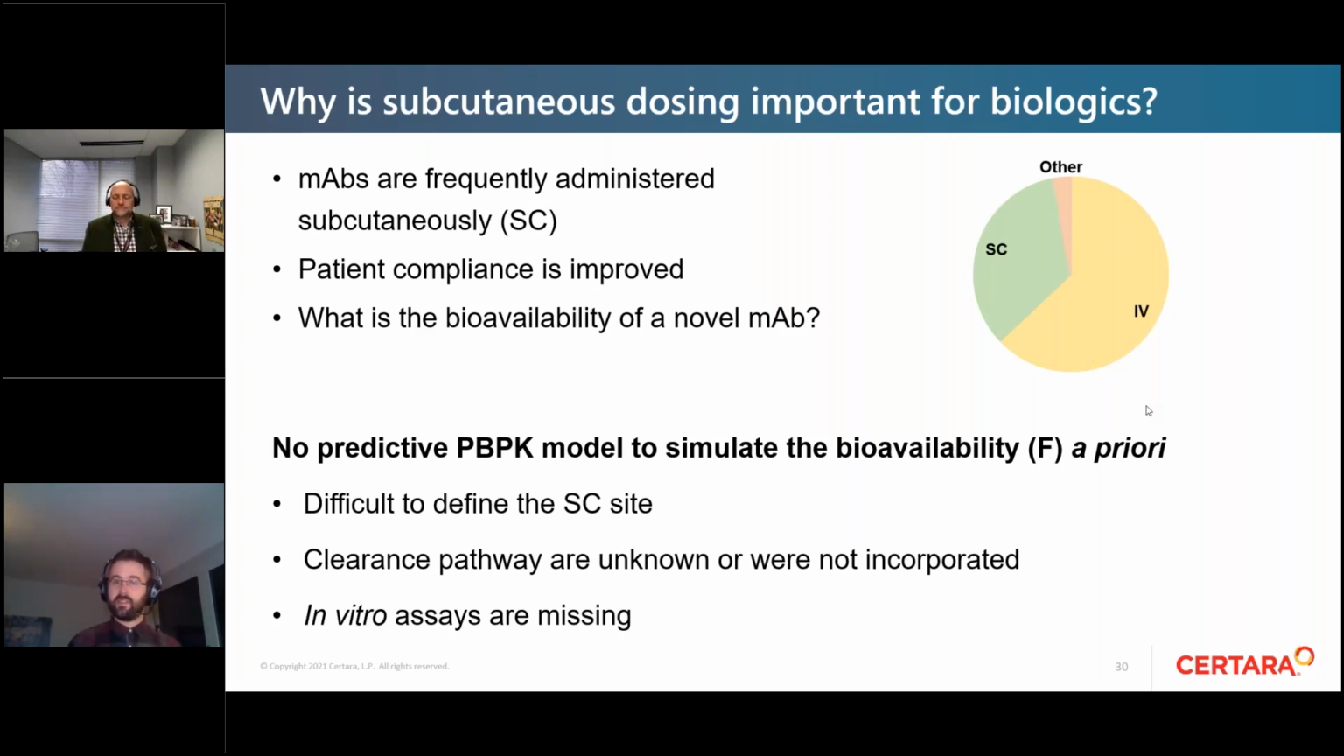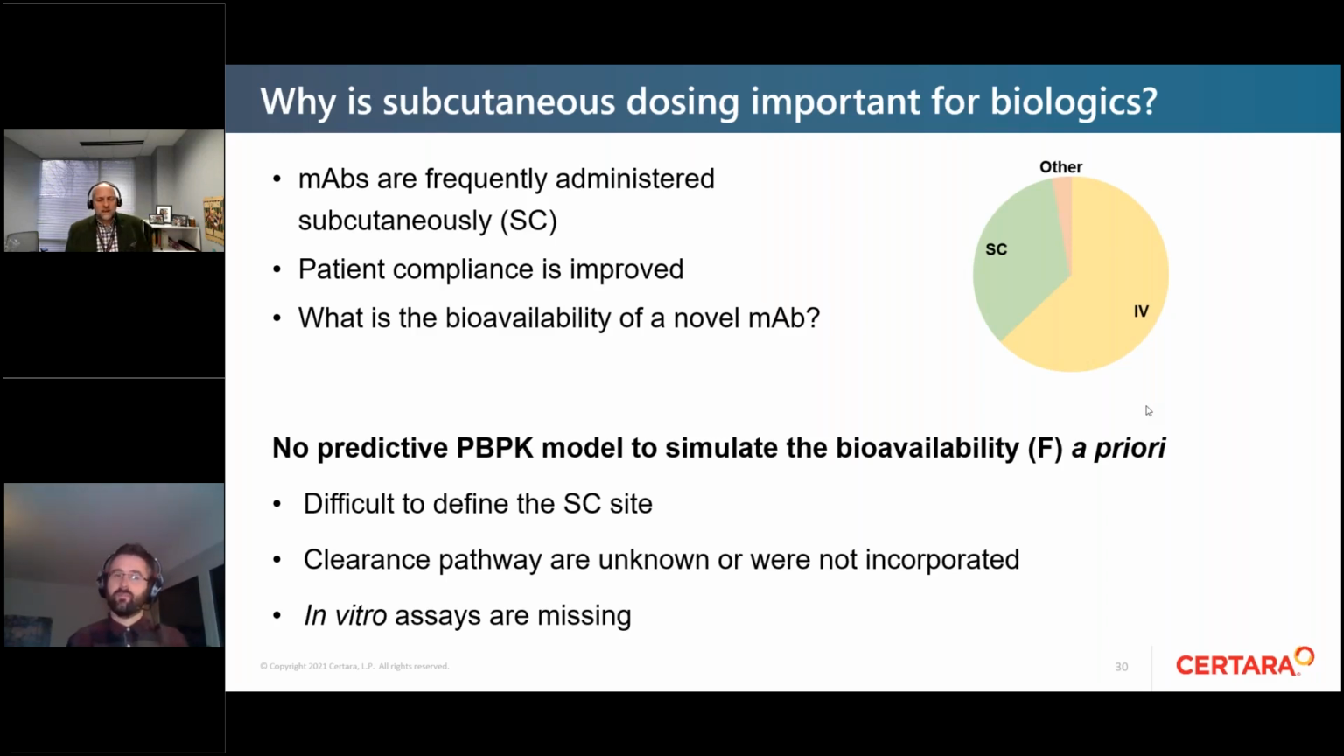after subcutaneous dosing. When we looked into the literature, we saw that there's no PBPK model that can predict the bioavailability a priori. And there are certain difficulties there. The first difficulty is, how do we define the subcutaneous injection site? It's not a distinct organ such as liver and kidney. The second issue is the clearance pathways of our proteins are often unknown and cannot be incorporated, and the information from in vitro assays is missing.